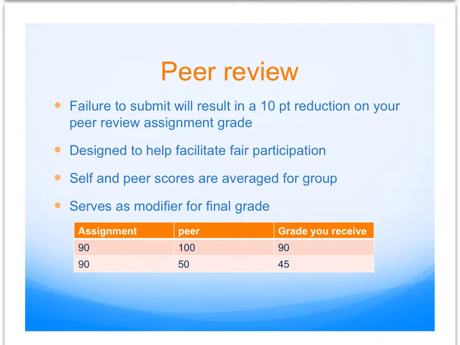In other words, if the case study assignment that you turned in received a 90 and your peer score was 100, then you could get 100% of those 90 points, and so you would receive a 90. If the average of the self and peer review scores that you got was a 50, then you would only get 50% of that 90 points, and so you would receive a grade of 45. These are submitted in a manner such that no other teammate can see what scores you give them.